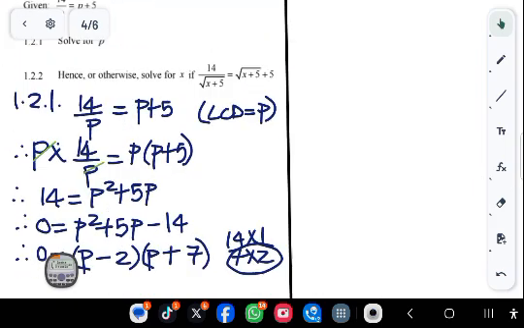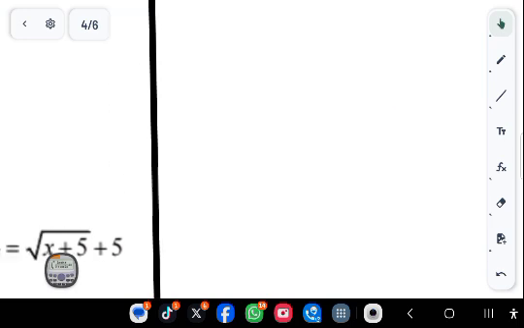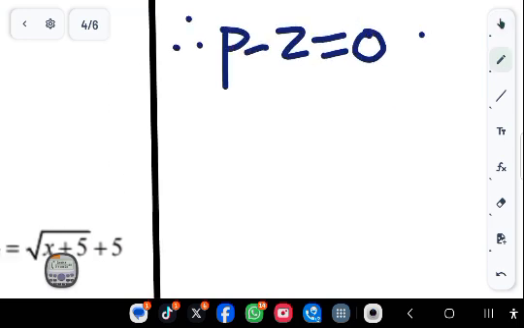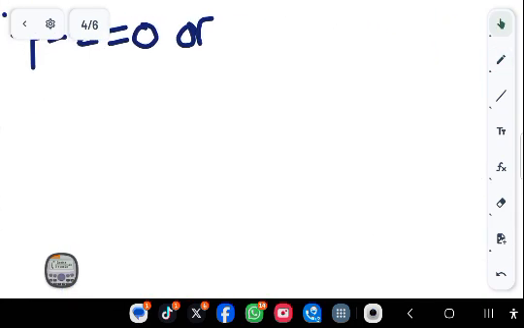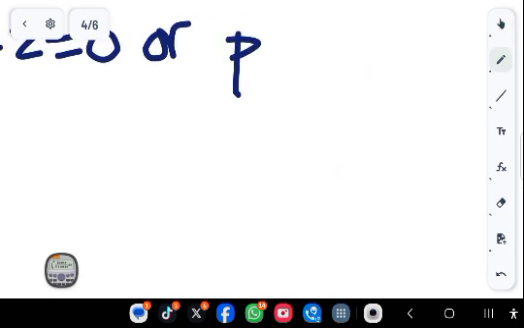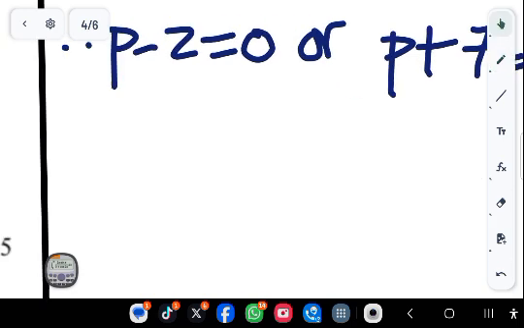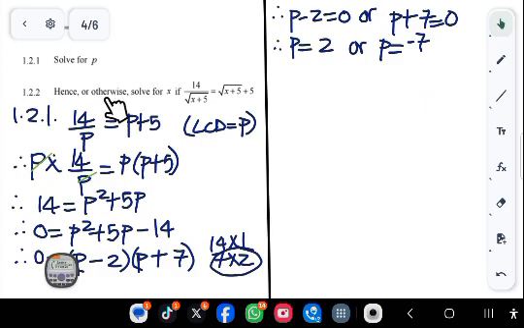Now therefore p minus 2 equals 0. Never skip this step. This is where a lot of people make silly mistakes. Or p plus 7 equals 0. So therefore p equals 2 or p equals -7. Easy.